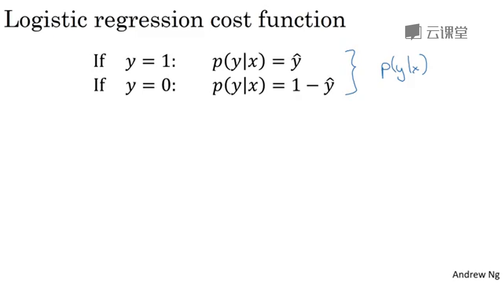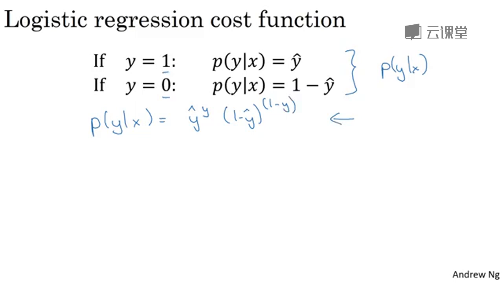Just to point out, y has to be either 0 or 1 because we're in binary classification, so y equals 0 or 1 are the only two possible cases, right? I'm going to take these two equations and summarize them as follows. Let me just write out what it looks like, then we'll explain why it looks like that. So p of y given x equals y hat to the power of y times 1 minus y hat to the power of 1 minus y. It turns out this one line summarizes the two equations on top.